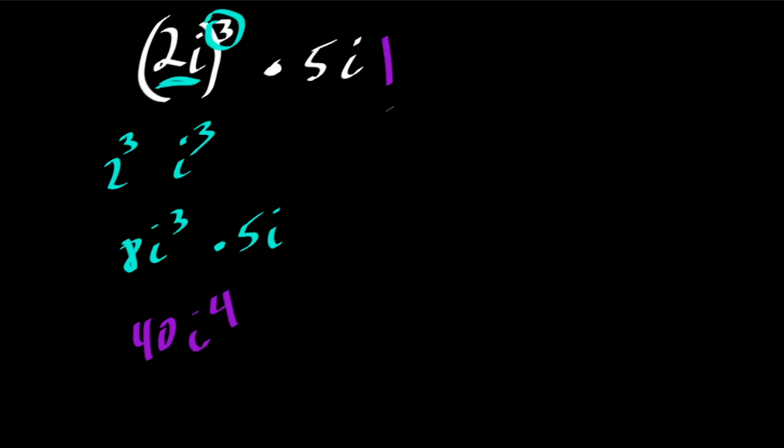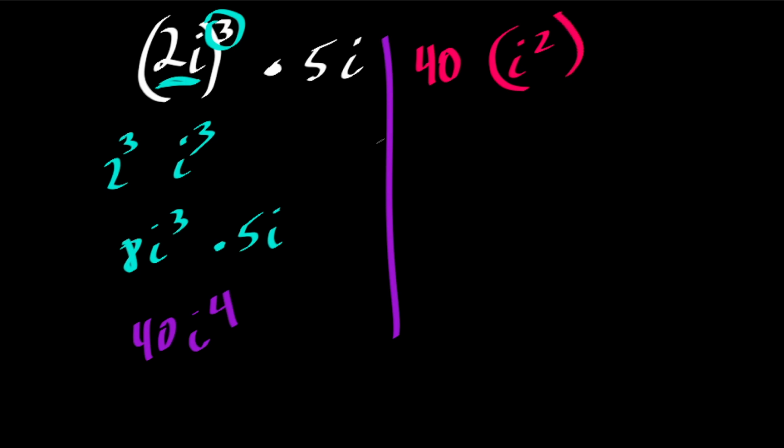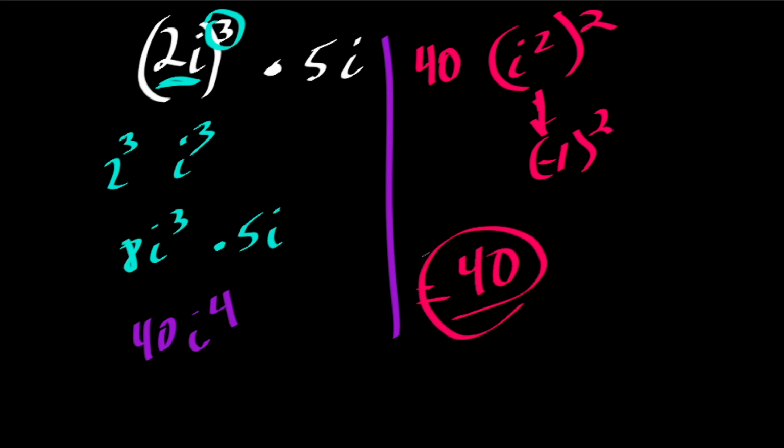Now, I can take this and rewrite it so that I can get rid of this i to the fourth. So once again, 40, I can rewrite i to the fourth as i squared to the second power, so that I still have i to the fourth if I were to go backwards. And now I can replace this with (-1) squared, and now this would just give me +1, so this would equal 40.